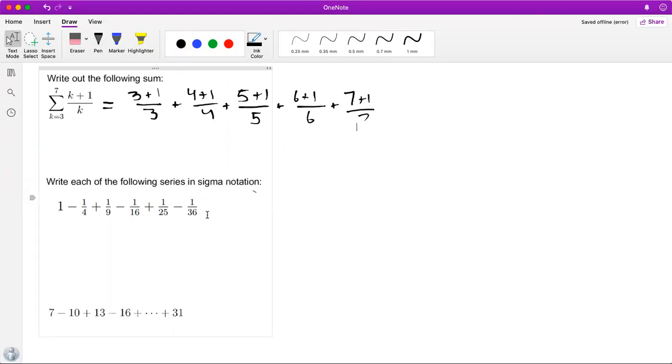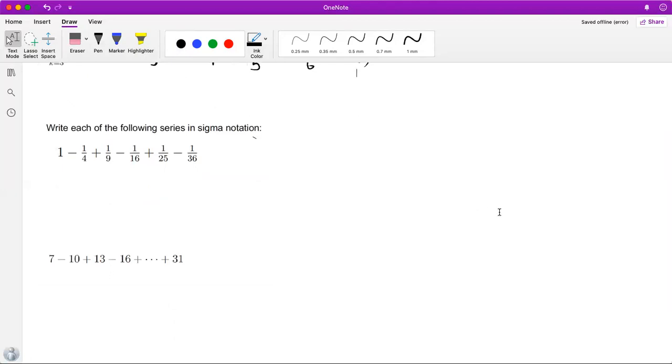And these next two say write each of the following series in sigma notation. So this, you have to actually come up with your own little expression for what each of these terms looks like. I always start at i equals 1. Got 1, 2, 3, 4, 5, 6 terms. So I'll put a 6 up here. I'm going to try and figure out what this is.